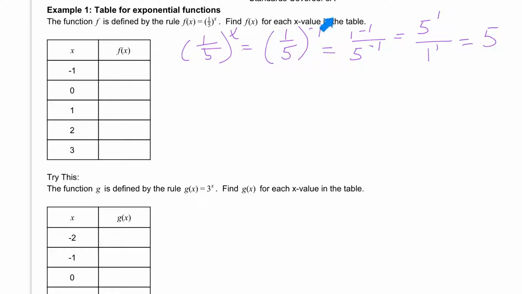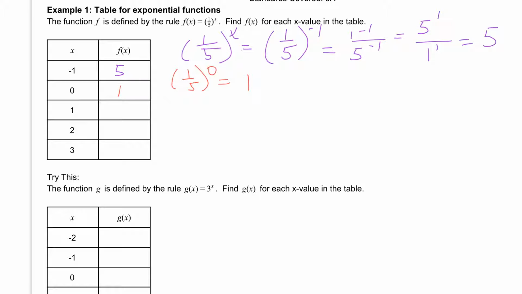You can also think of raising something to the -1 as just taking the reciprocal. So 1/5, the reciprocal of that is 5. But here are the properties as we go through it. And then I can fill that in my table. This would be 5. Then I'm going to plug in 0. So I have 1/5 raised to the 0 power. And again, back to Algebra 1, properties of exponents. Anything raised to the 0 power, no matter what it is, is always 1. So we can say that this is 1.